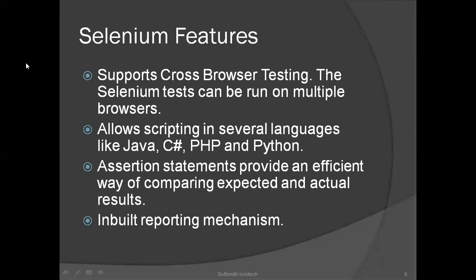So there is an inbuilt reporting mechanism also available in Selenium. Suppose there are five test cases. Once you finish the execution part, after that you will get one report automatically generated. You don't have to go to Excel and write manually, like test case one is passed, test case two is failed. You don't have to do that. Selenium will automatically create one report for you.